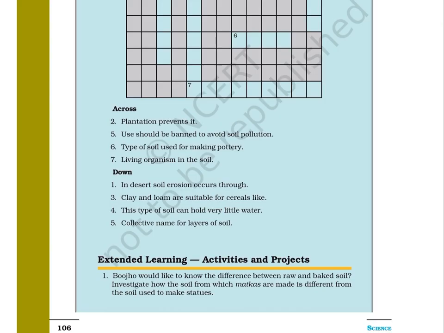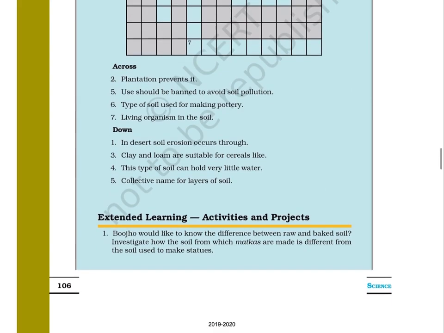Down. 1. In desert, soil erosion occurs through. This is a 4-letter word. 3. Clay and loam are suitable for cereals like. This is a 5-letter word. 4. This type of soil can hold very little water. This is a 5-letter word. 5. Collective name for layers of soil. This is a 7-letter word.